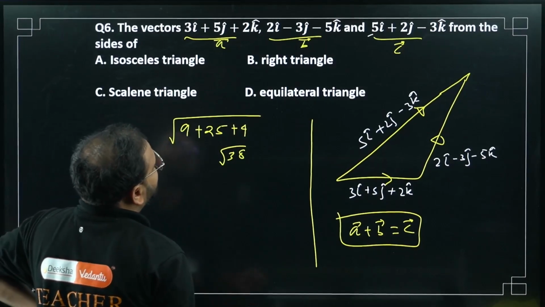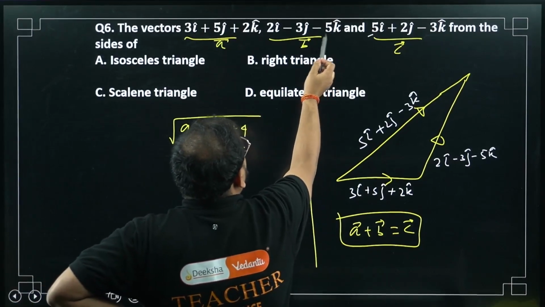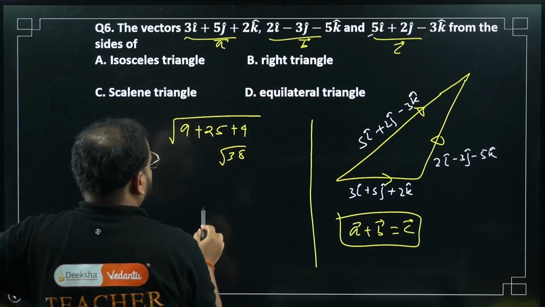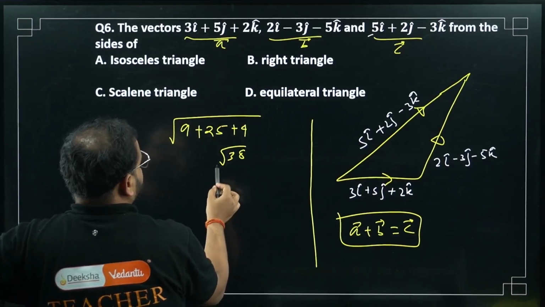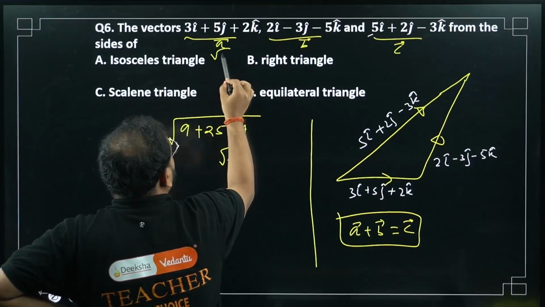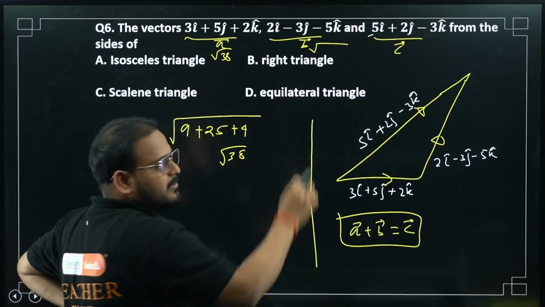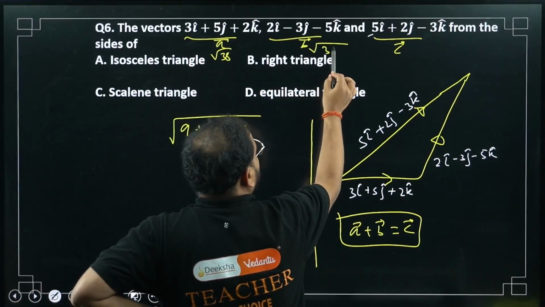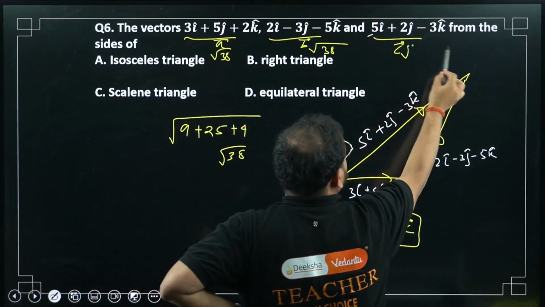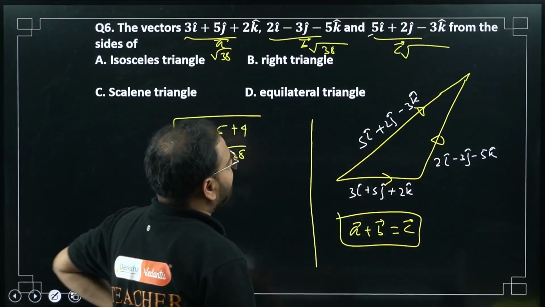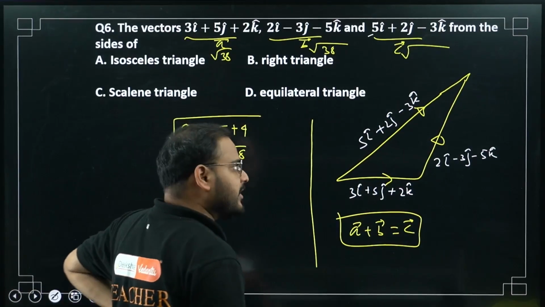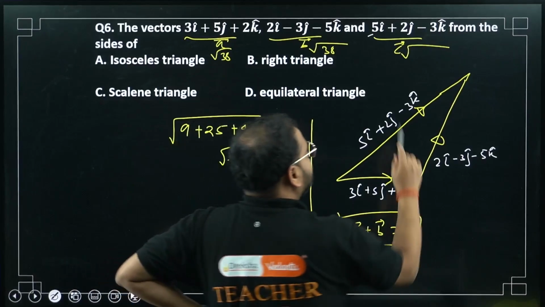Okay, second one, please check here. 5, so 25 plus 9 plus 4 again. Okay, for the second one, this is root 38. This also, please check. 4 plus 9, 13, 13 plus 25, root 38 again. What about this? Please check. 5 square, 25 plus 2 square, 4. So 29 plus 9, again 38.